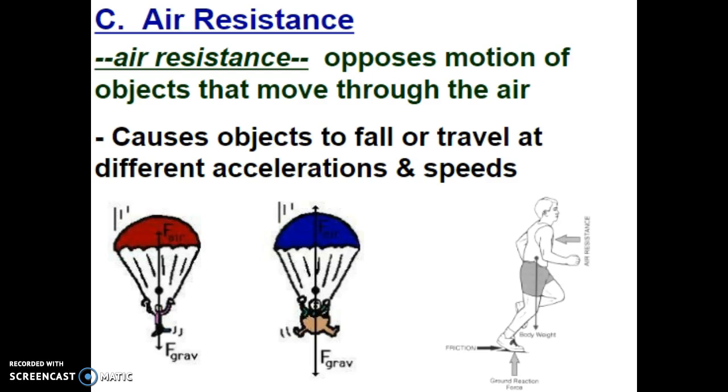Another type of friction is going to occur when objects are moving through the air, whether they are moving forward through the air or falling down through it. Air resistance opposes the motion of objects that move through the air. So it causes objects to fall or travel at different accelerations and speeds.